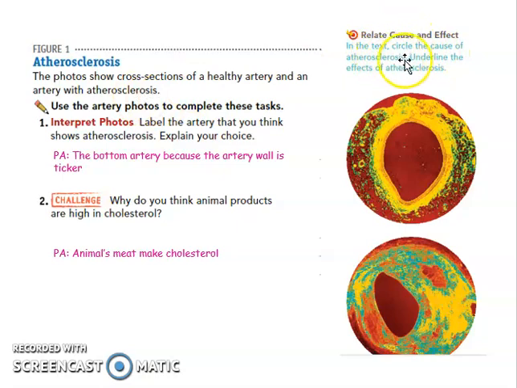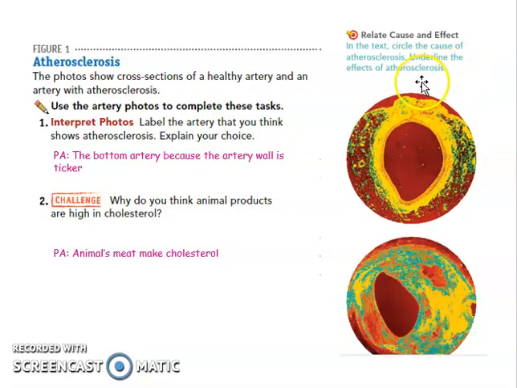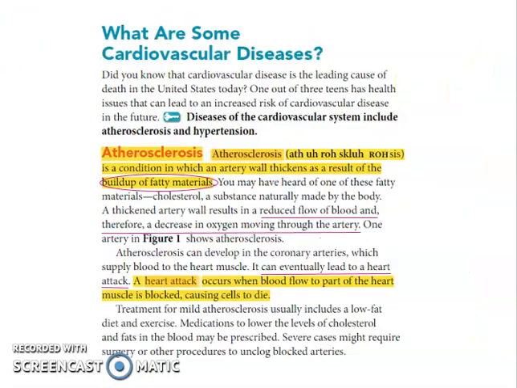Relate the cause and effect. In the text, circle the cause of atherosclerosis. So we circle here the cause, which is the building up of fatty materials, which is cholesterol. And then another here is underline the effect of atherosclerosis. So we underline here reduced flow of blood. When there is a reduction of flow in the blood, there is a decrease in oxygen that will flow in our artery. Remember that blood carries the oxygen. So when oxygen is not delivered to the entire body, it can cause problems. Another problem that results from this is heart attack.